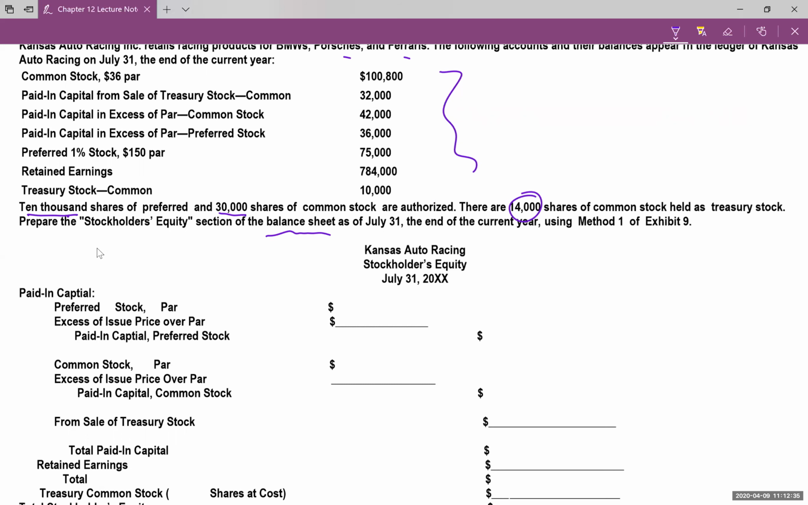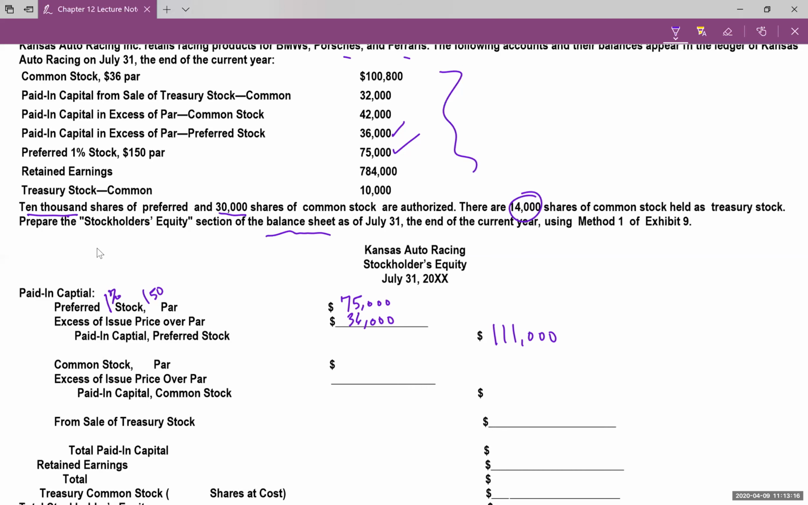Okay, so this paid in capital, it's 1% stock, 150 par. So that amount is the 75,000. Then excess of issue price over par is the 36,000. So the first one is the actual preferred, and the second is the paid in capital in excess. We're going to add those two together, and you get 111,000.